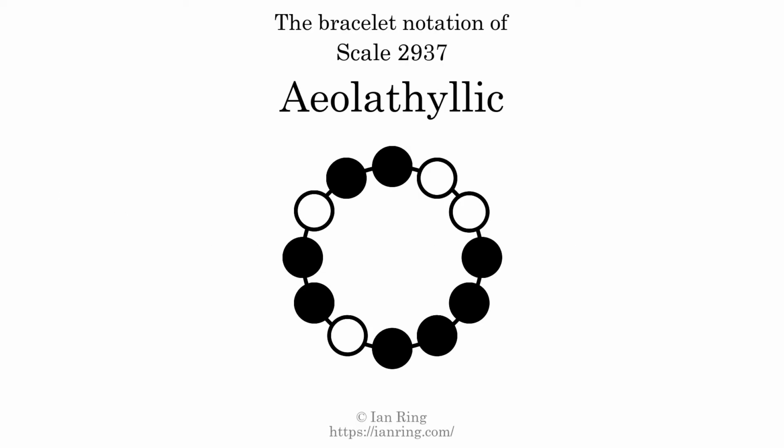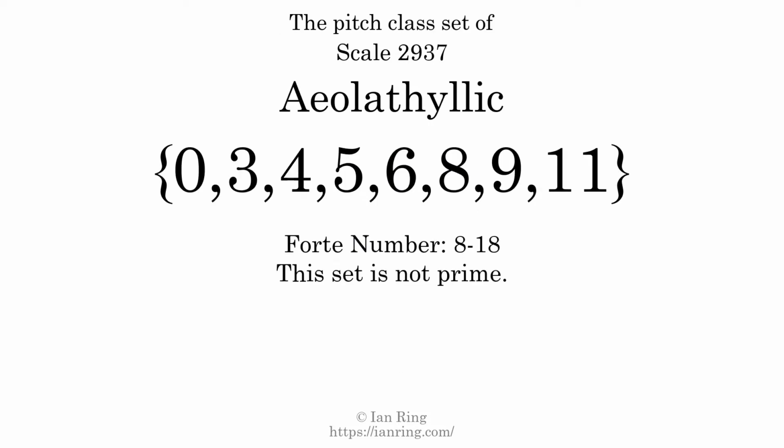This is a bracelet notation diagram of scale 2937. The shaded circles represent tones that appear in the scale, and they are read clockwise, starting at the top. The pitch class set for this scale is 0, 3, 4, 5, 6, 8, 9, 11. The Fort class is 818. This set is not prime.